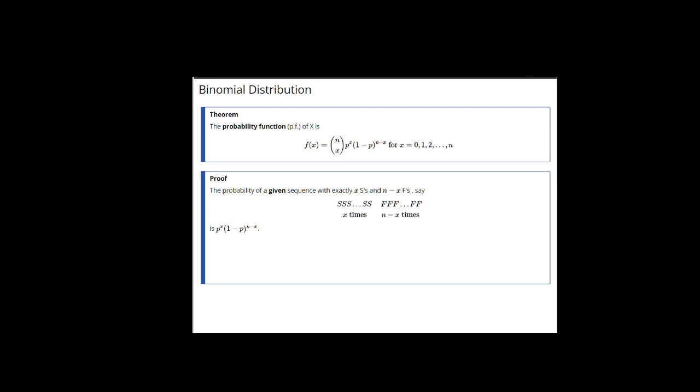How many such sequences are there? It's the number of ways we can permute these n symbols, of which x are S's and n minus x are F's. Or the number of ways I can choose positions out of the n available positions to place the S's in. In other words, it's little n choose x. So the probability of little x successes is n choose x times the probability of success raised to the power the number of successes, the probability of failure raised to the power the number of failures.